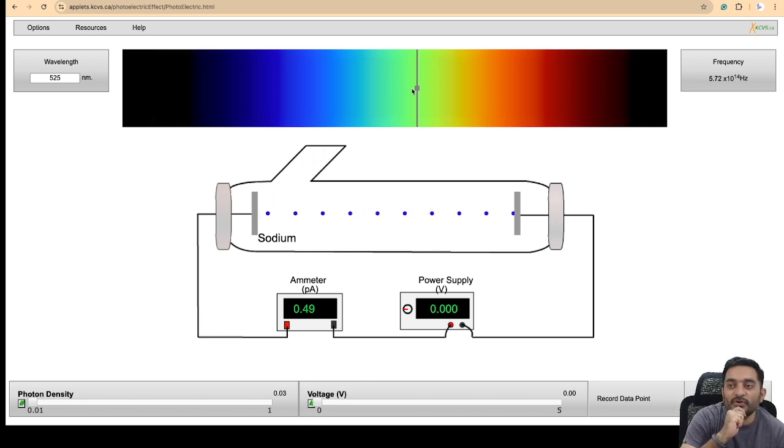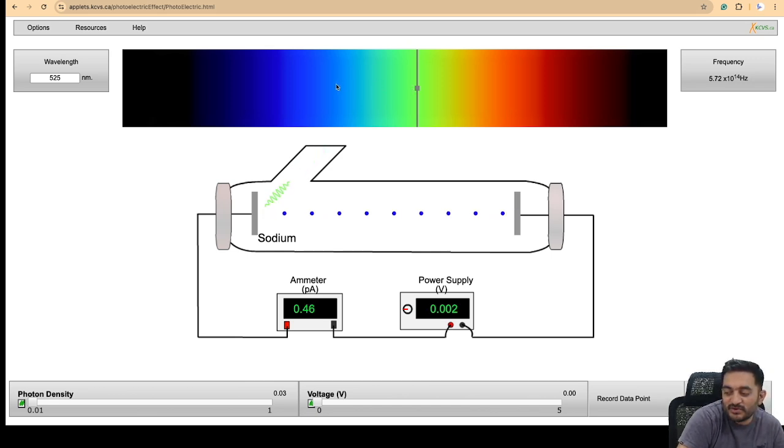Next thing which I want you to notice, or you can comment on. What do you think will happen if I jump from green to blue? That way I'm increasing the frequency. So according to you, what is the effect of frequency on this particular emission? The number of electrons emitted should be more. It is not that the number of electrons emitted will be more. It is something else. If you be precise, notice this and then tell me what is happening.